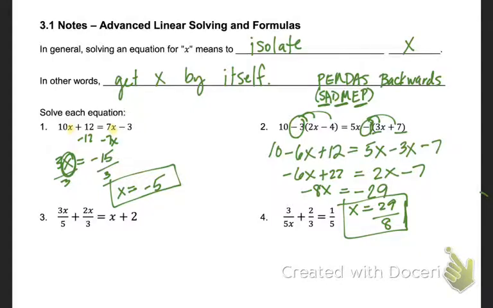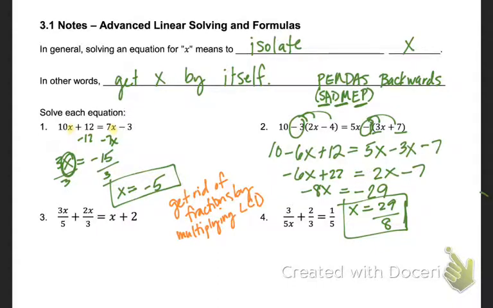Okay, number 3. Now we'll see 2 examples where we now have fractions in them. And anytime you have a fraction in any equation, I personally don't really like fractions. Do you guys like fractions? No. So I want to get rid of the fraction. And you get rid of a fraction by multiplying by the least common denominator.